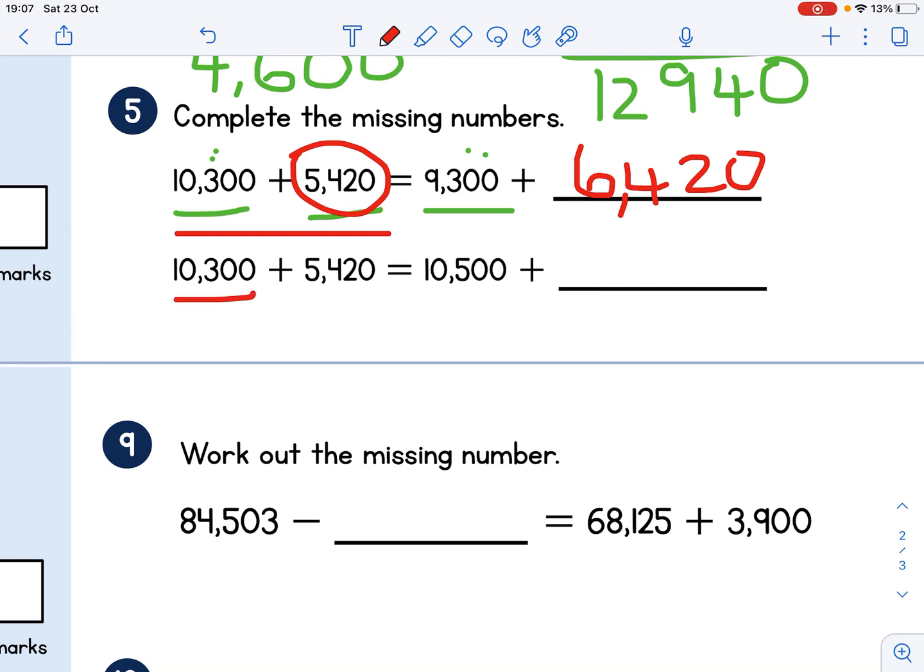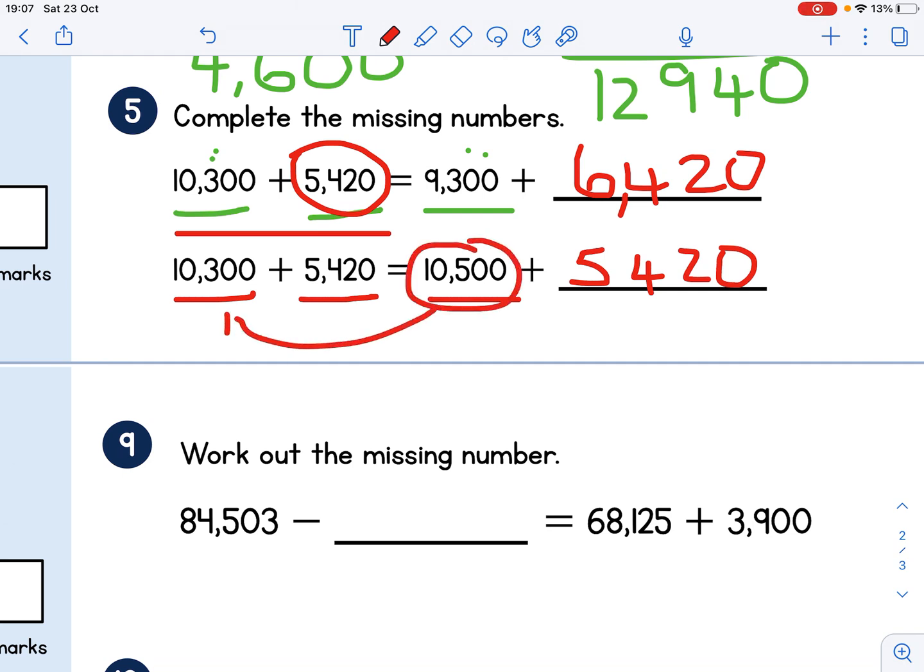Here I've got 10,300. I've got 10,500. So actually, when I add on the next bit, so the 5,420, actually this one here is 200 more than the 10,300. So it's 200 more. So I can take off 2 hundreds. Instead of 420, I'm putting 220.